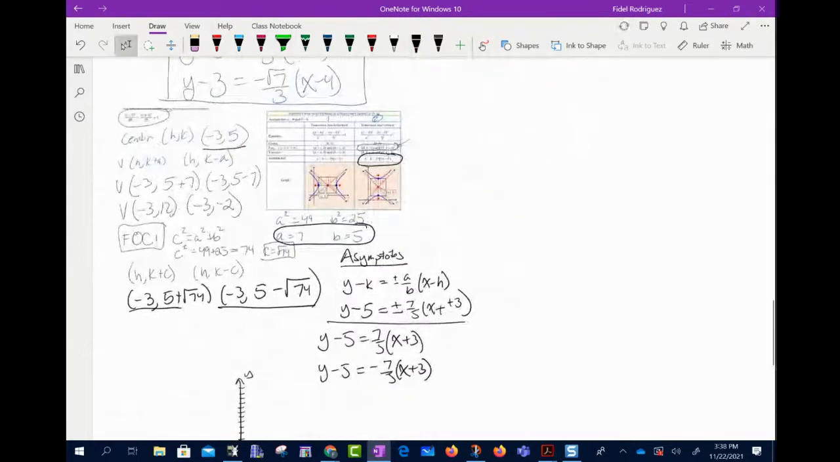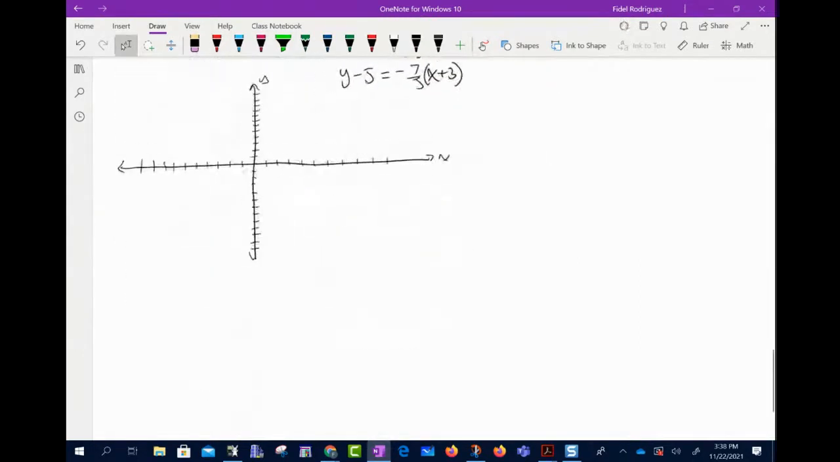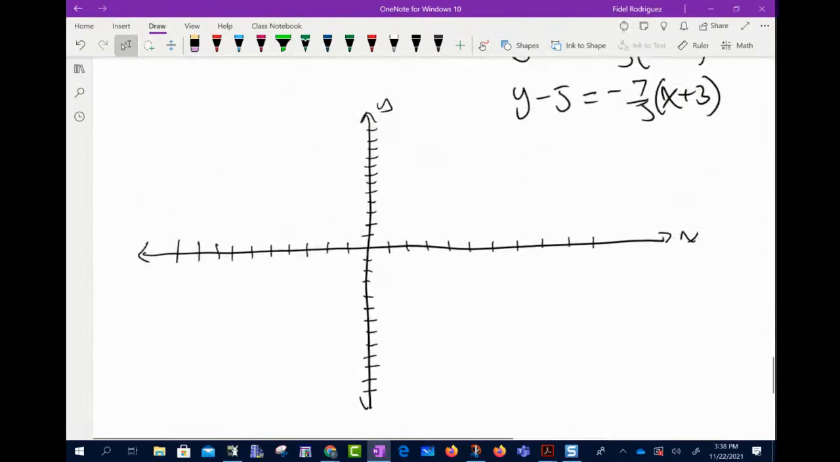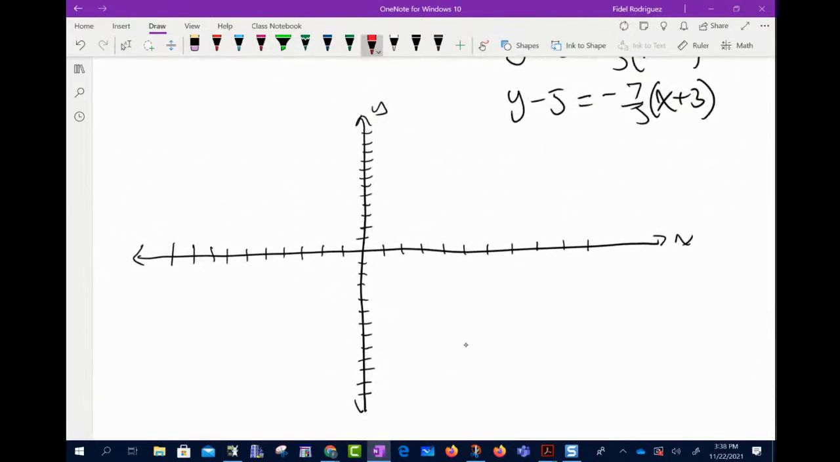Let's start from the beginning. We got the center being the point negative 3 and 5. So my center, I'm going to do it in red. Negative 3 and 5 is 1, 2, 3 to the left, 1, 2, 3, 4, 5 up. Right about here. Okay. And let's see, what else do we got?